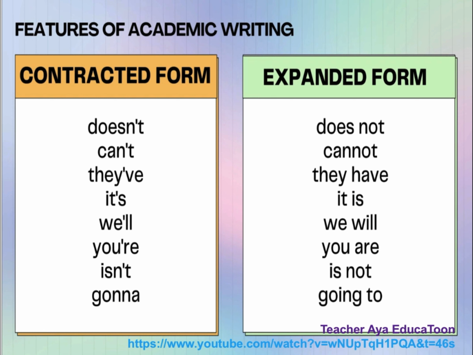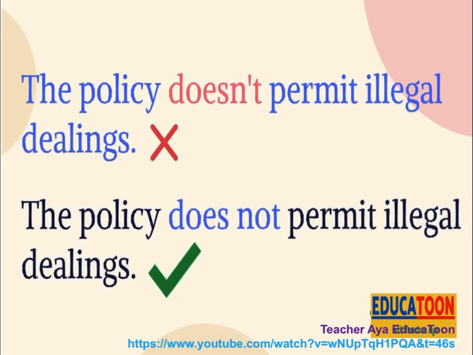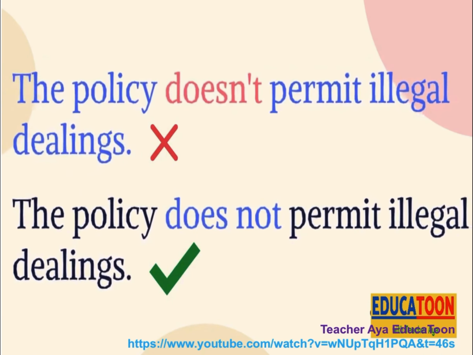Example: doesn't, does not; can't, cannot; they've, they have; it's, it is. We'll is a contracted form of we will. You're for you are, isn't, is not, and gonna is going to. Instead of writing, the policy doesn't permit illegal dealings, it is better to write, the policy does not permit illegal dealings.